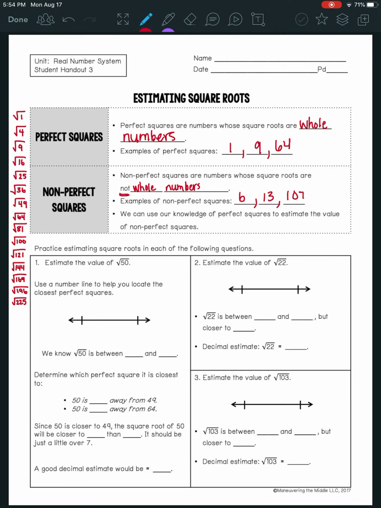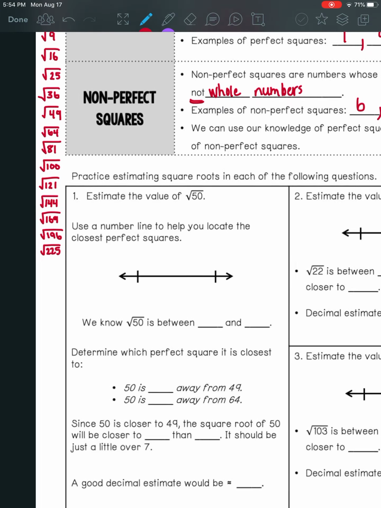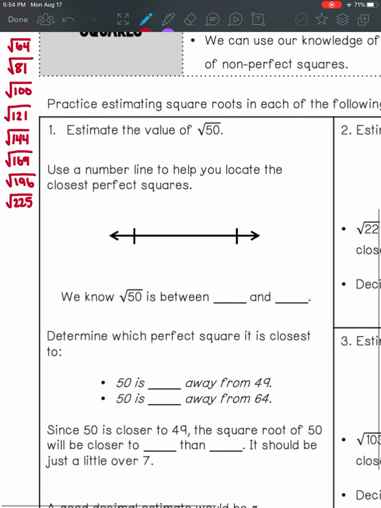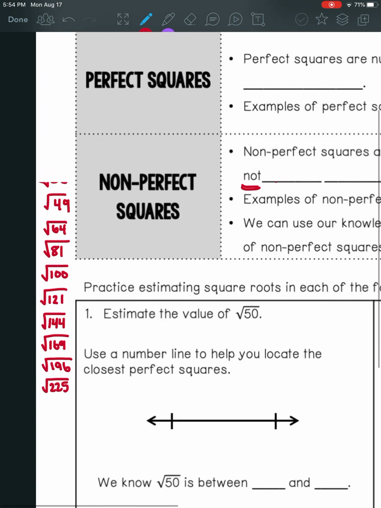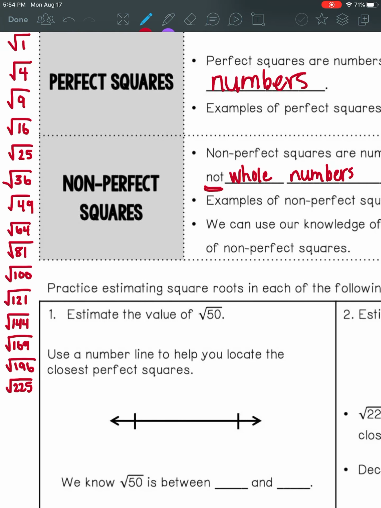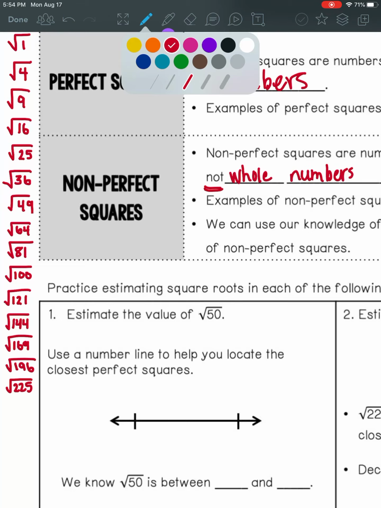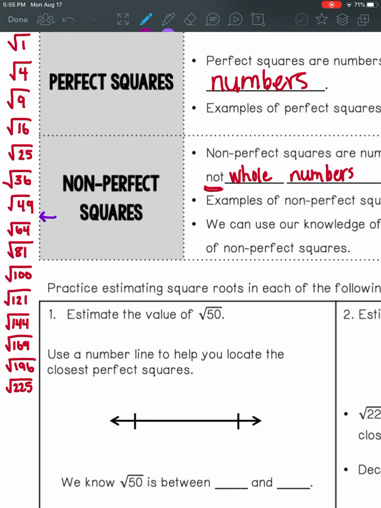So we can use this knowledge of perfect squares to help us estimate the value of non-perfect squares. So for instance, we're going to estimate the value of the square root of 50. So we want to come over to our perfect squares and figure out, okay, where would the square root of 50 lie? Well, if we're looking at this list, 49 and then 50 would fall in between these two. So one side of it, the smaller end, is the square root of 49, and then the square root of 64, and we know the square root of 50 falls in between there.